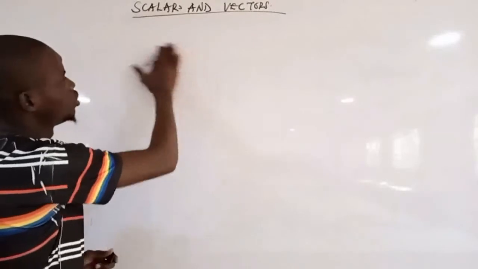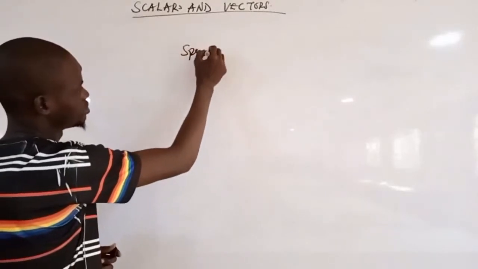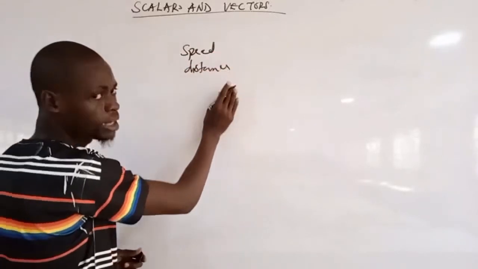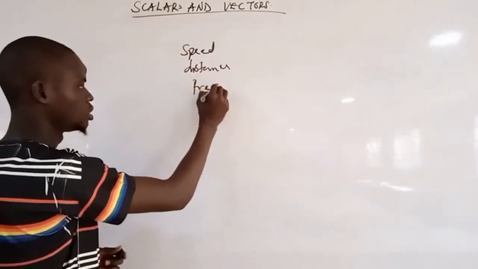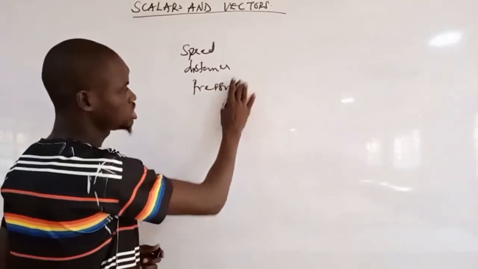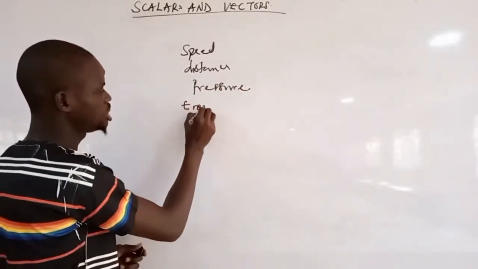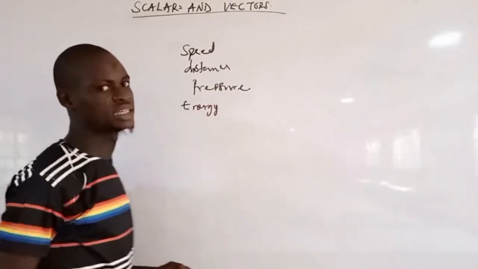Number one, we have distance. Number two, we have pressure. Pressure is a derived quantity, but it is a scalar quantity. We also have energy and its family.